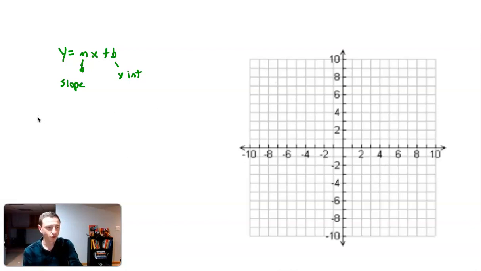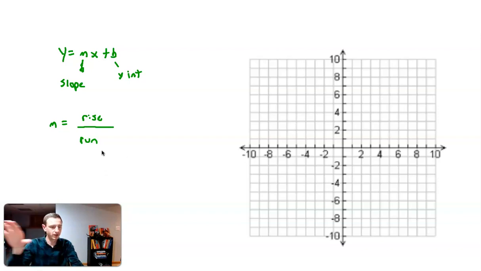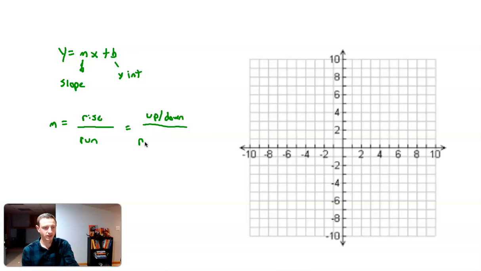So let's talk about slope a little bit more than just it being defined as m. Slope is defined as rise over run. Rise means how many units we're going to go up or down, and the run is how many units we move left to right. So the rise is our up and down movement, and the run is our right to left movement.